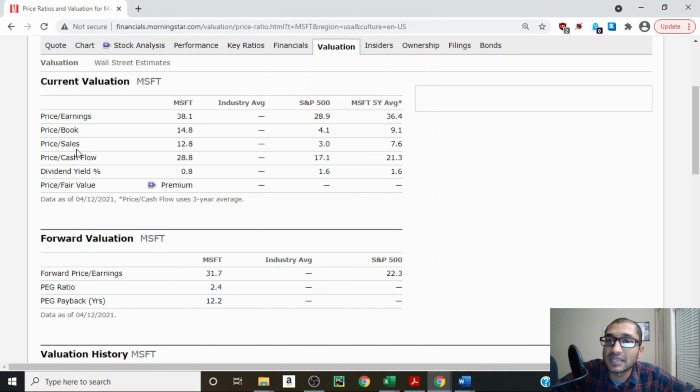After that, price to sales. Microsoft's price to sales is at 12.8, whereas the S&P 500 is at 3.0. Next is price to cash flow. Microsoft has a price to cash flow of 28.8, whereas the S&P 500 has a price to cash flow of 17.1. And finally, the dividend yield. Microsoft has a dividend yield of 0.8%, whereas the S&P 500 has a dividend yield of 1.6%. We can see that on all these valuation metrics, Microsoft is overvalued when compared to the S&P 500.